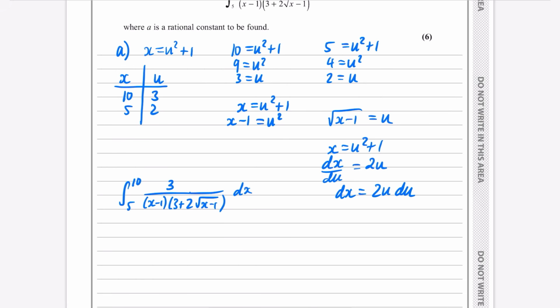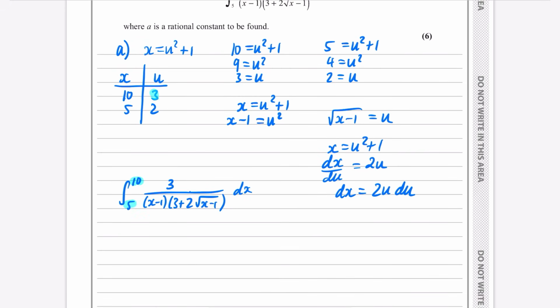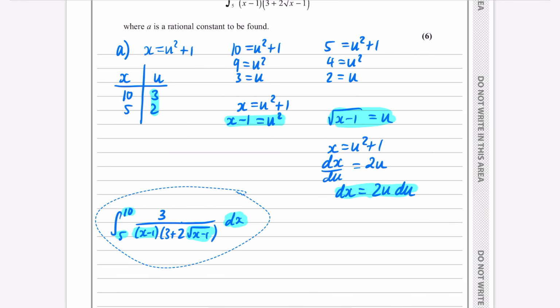So I'm going to highlight all of the things that I need. I need to use the limits, which I have here. I need to change the x minus 1, which I have here. I need to change this square root of x minus 1, which I have here. And I need to change dx to this thing that I've got here. So let me just pull this down so that I've got enough space to do the equal sign.